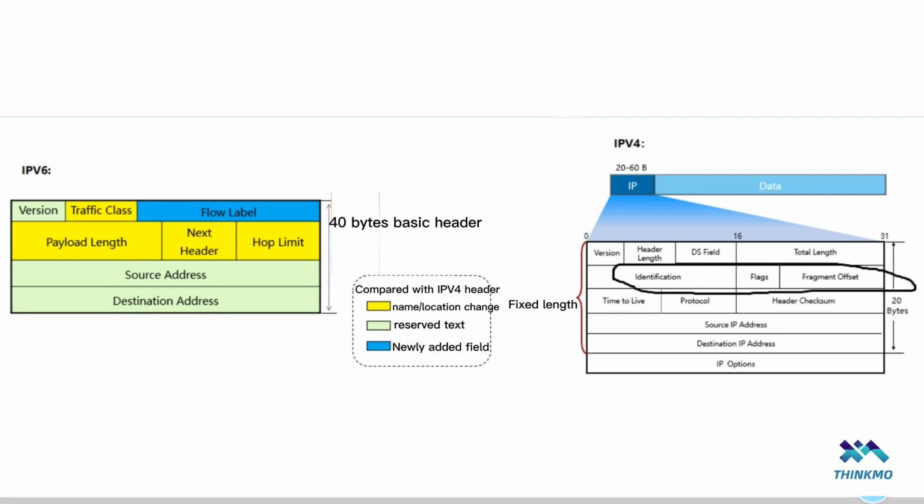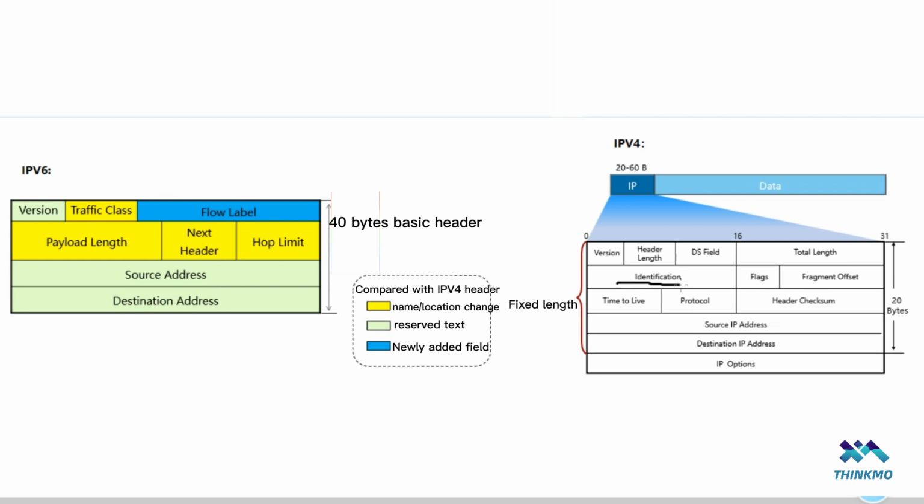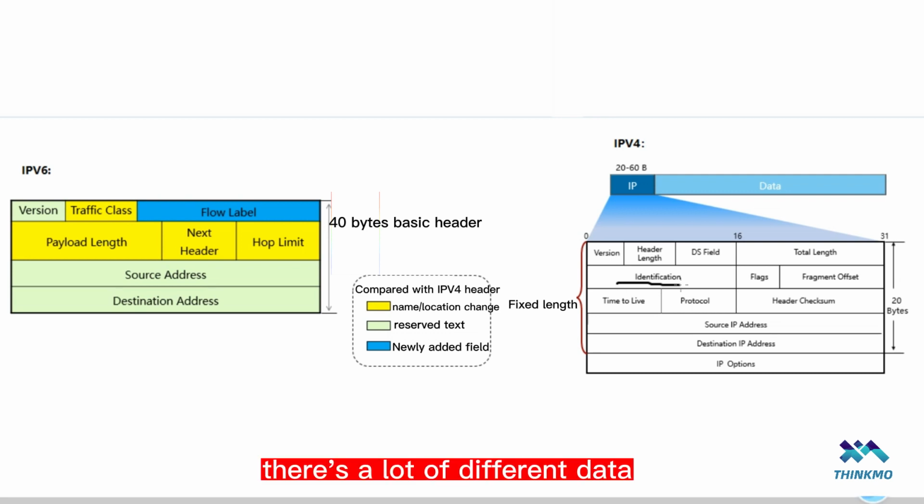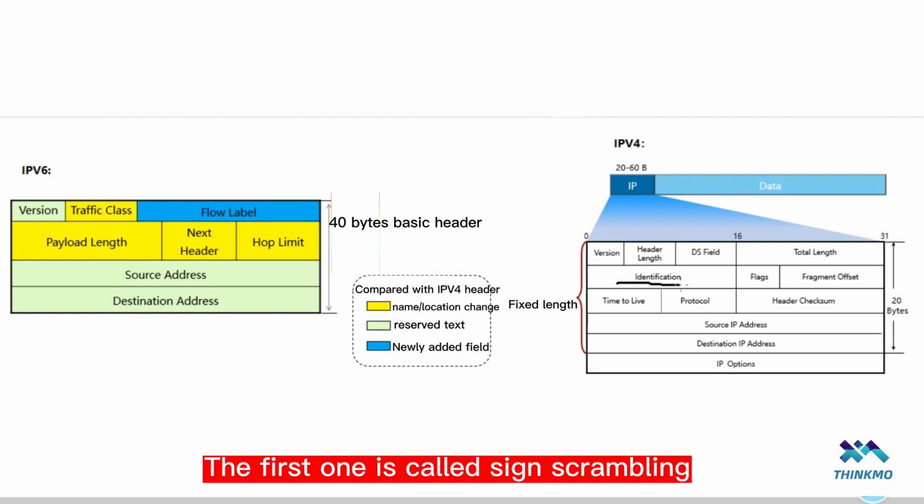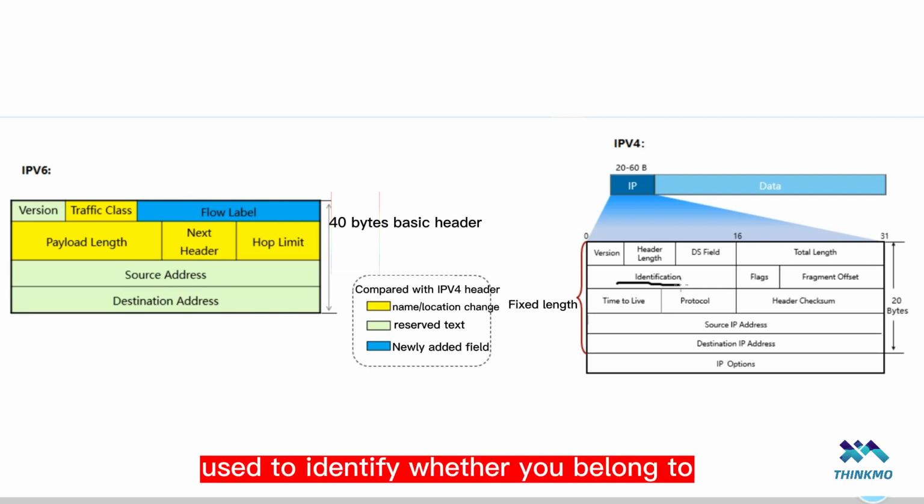In that, the first field is called the identifier. In the whole data transfer process, there is a lot of different data, for example QQ, WeChat, Taobao. The identifier is mainly used to identify which packet a fragment belongs to after cutting, whether it belongs to the packet we're talking about.